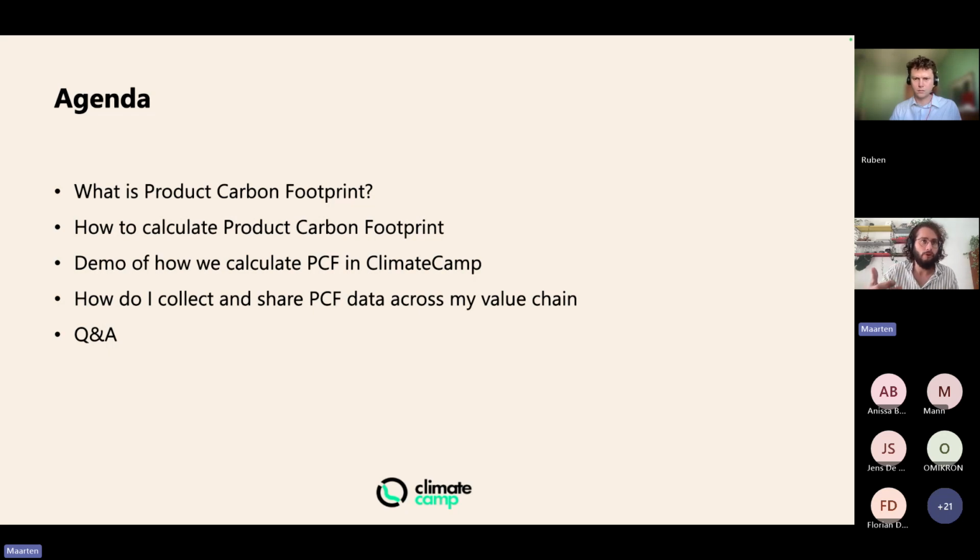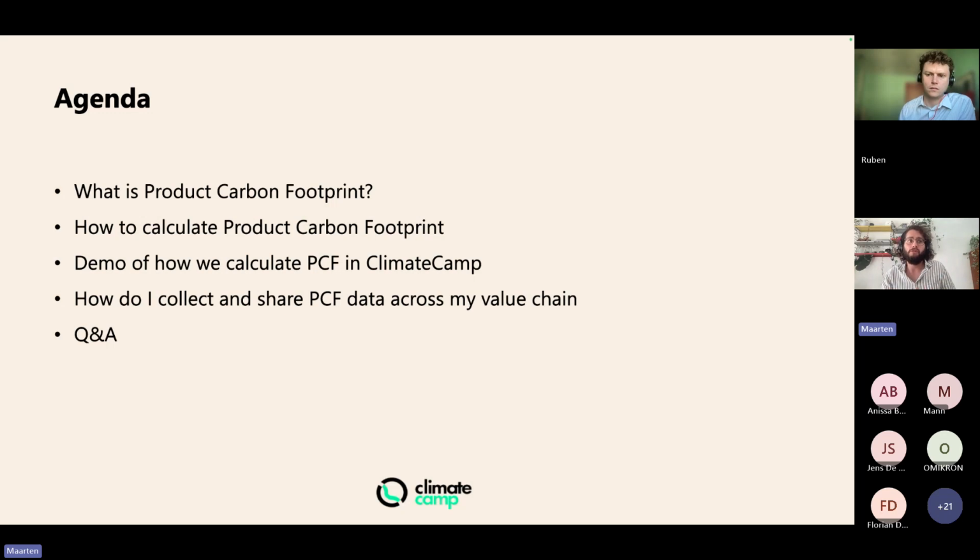Then we'll move on to how to actually calculate product carbon footprint. We'll go over the broad theory. How do you define system boundaries? How do you define the production processes? How do you map processes? And then how do you start calculating product carbon footprints? How do you do allocation and the different methods related to PCF calculation? And then I will hand the mic over to Ruben, who will take us through the product and do a short PCF calculation in ClimateCamp itself.